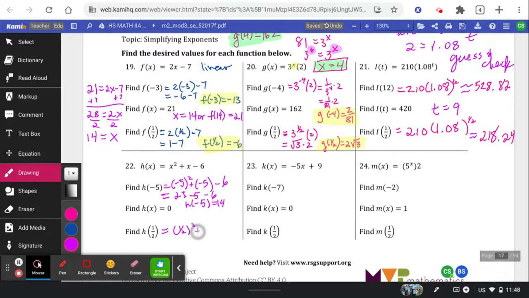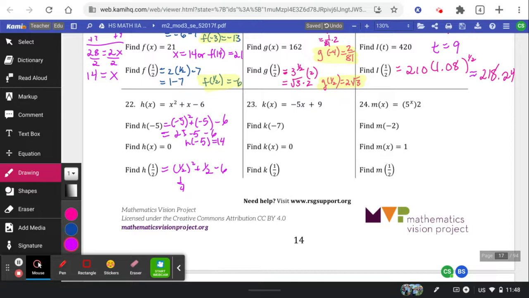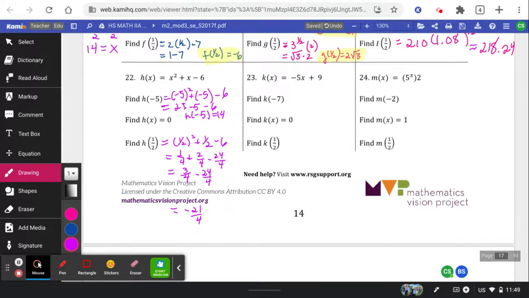1/2 squared plus 1/2 minus 6. That's 1/4 plus 1/2. And by the way, I'm going to convert that 1/2 into 2/4, and I'm going to convert the 6 into 24/4, so I can actually use common denominators and add these. So 1/4 plus 2/4 is 3/4. 3/4 minus 24/4 is going to give me negative 21/4. h of 1/2 is equal to negative 21/4.